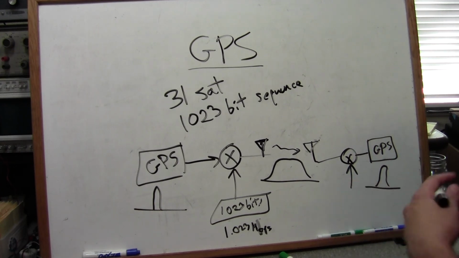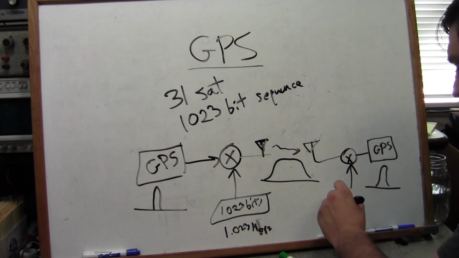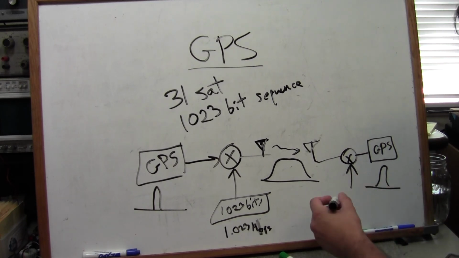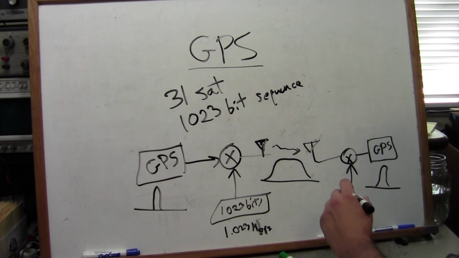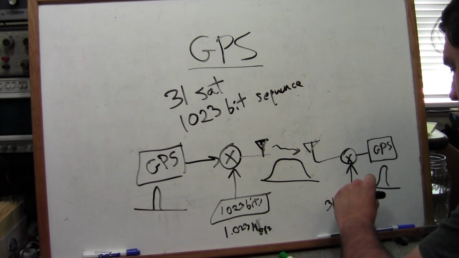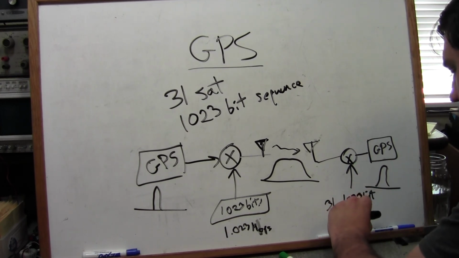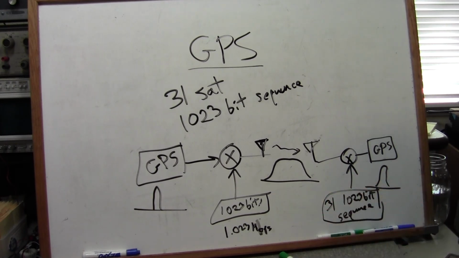Since there's only 31 satellites, the receiver has to pick one of the satellites and then try and lock onto the sequence of that satellite. So the GPS receiver has saved from the last time that it successfully got an almanac from a GPS satellite the list of 31 1023-bit sequences that are currently in use in the constellation.